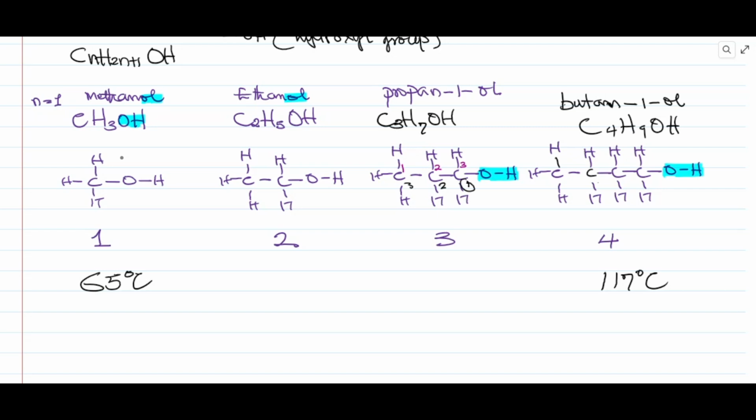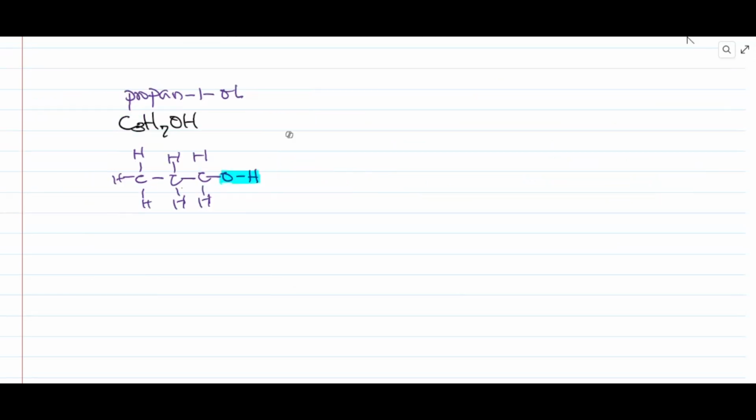Of course, ethanol is 78 degrees centigrade, and then propan-1-ol is 87 degrees centigrade. You can see how the boiling point increases from the smallest member to the member number 4 here.